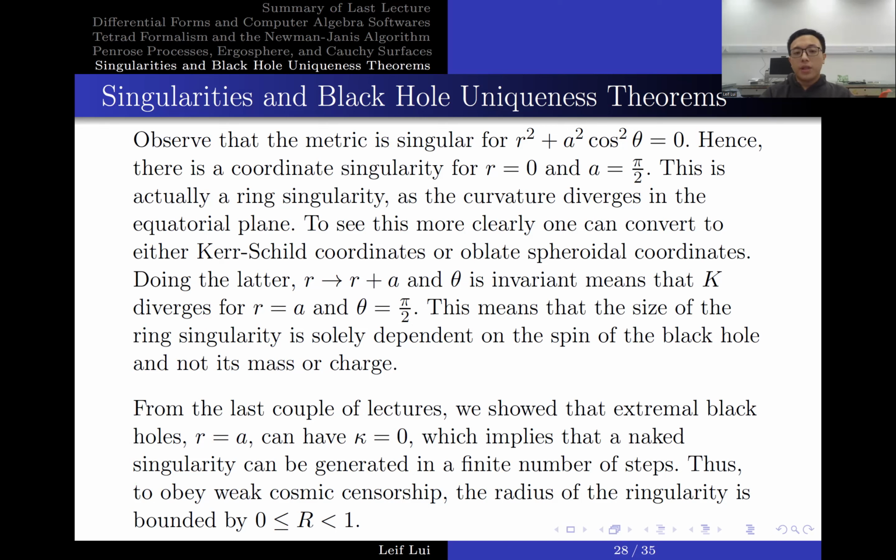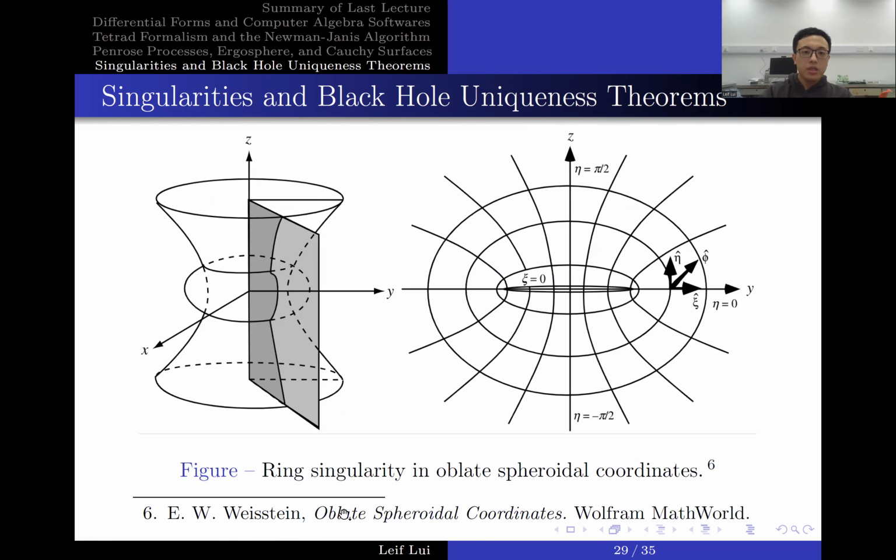From a couple lectures back, we showed that for the extremal Reissner-Nordstrom black hole, basically extremal black holes in general, for M equals a, one can have the surface gravity equal to 0. This implies that a naked singularity can be generated in a finite number of steps. And thus, to obey the weak cosmic censorship conjecture, the radius of the ring singularity must be bounded between 0 and 1. So what does this look like in oblate spheroidal coordinates?